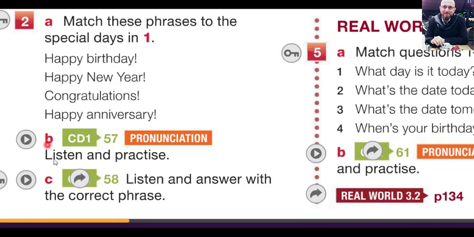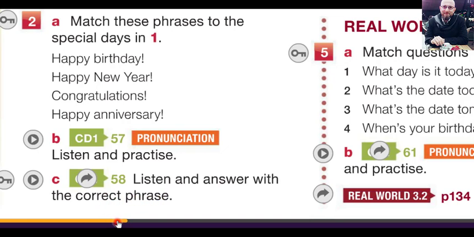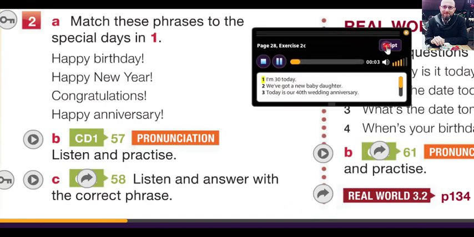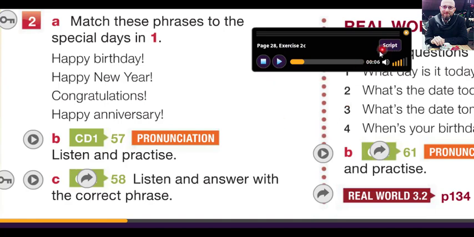Okay, here in this exercise, we will listen and answer with the correct phrase. For example, the first one. Track 58. 1. I'm 30 today. They say, I am 30 today. So what do you say? Yes, you say happy birthday. Okay, listen to the others and from the beginning, we listen and say the correct phrase.